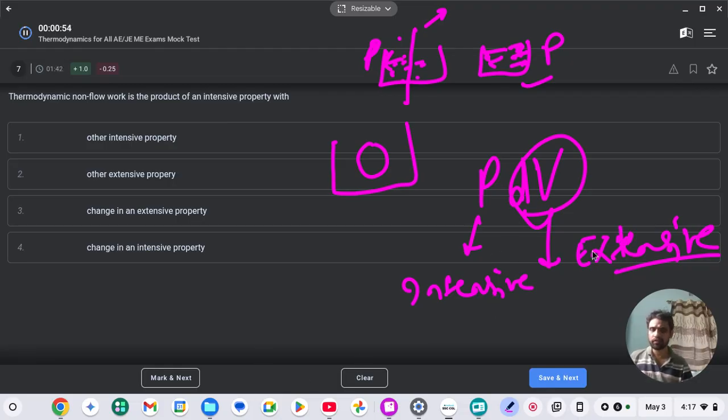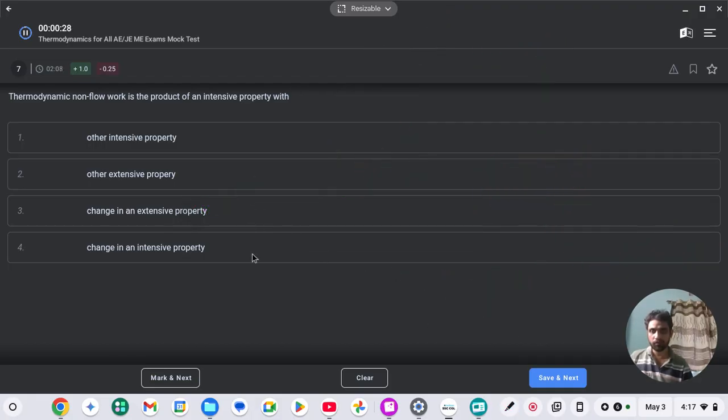Intensive and extensive we can find by whether it depends on the mass of the system or not. Pressure does not depend on the mass, but volume does. More mass, then more volume, so it is an extensive property. dV is the change in an extensive property. So option 3 is more appropriate, so let's mark option 3.